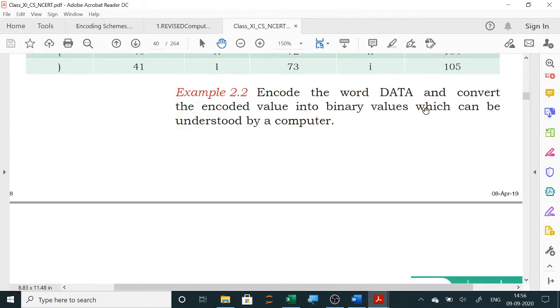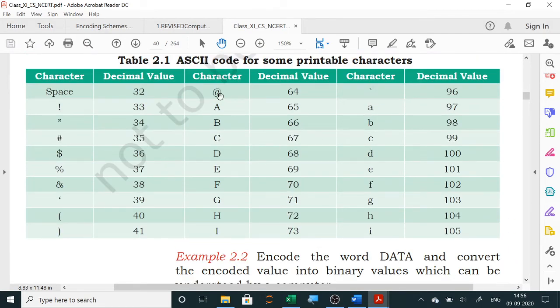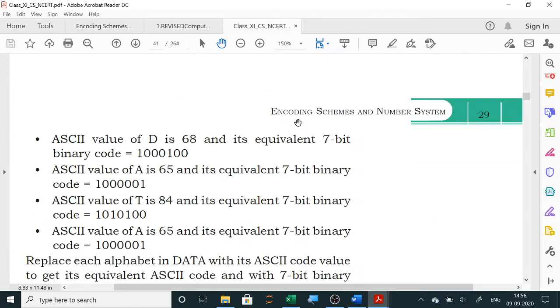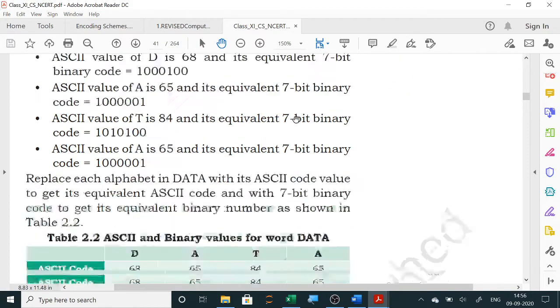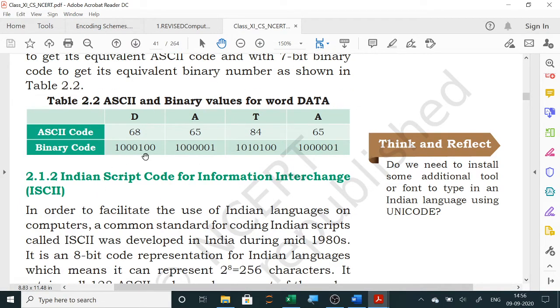If you are asked to encode the word DATA, you can see here D is 68, A is 65, T has some value, and again A is 65. You can see how to decode it. So in this, D is 68, A is 65, T is 84, and A is 65. So this is your ASCII conversion. Internally it functions like this. Here you can see the 7-bit binary codes of all the ASCII codes.